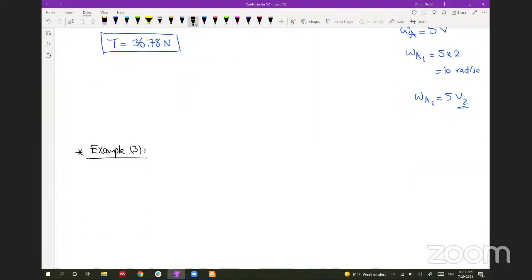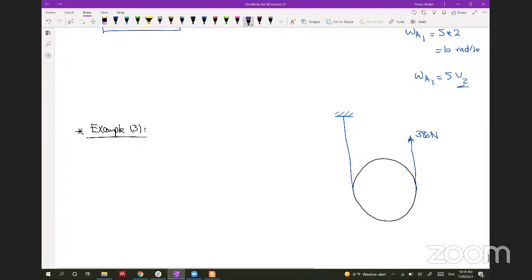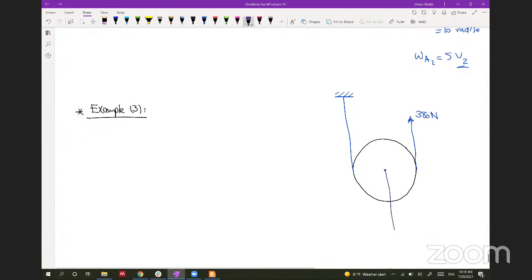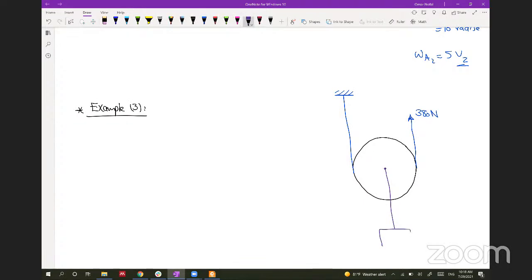Okay, so we have a pulley like this, and we have a cable attached here, and this cable comes all the way here, and there's a force here of 380 Newton, and there is a weight coming down from here, and this weight is 40 kilograms.